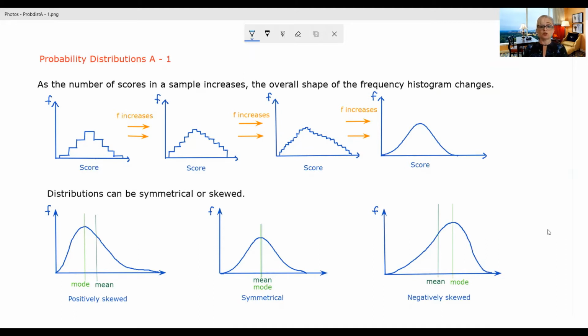Now, a lot of distributions will be symmetrical. We know what symmetrical means. Mirror image about the middle of it. In a symmetrical distribution, the mean and the median and the mode are all in the center. If we have a positively skewed distribution, then we have, I guess you could call it, a tail at the positive end. In that case, the mean will be higher than the mode. If we have a negatively skewed distribution, we have a tail towards the lower end, our mean will be less than the mode. All right.